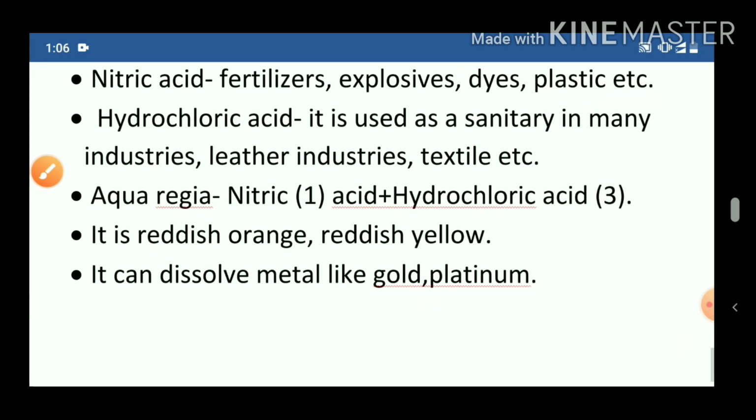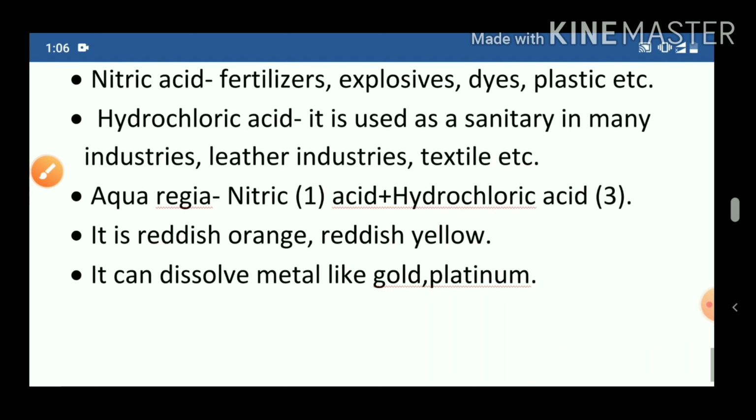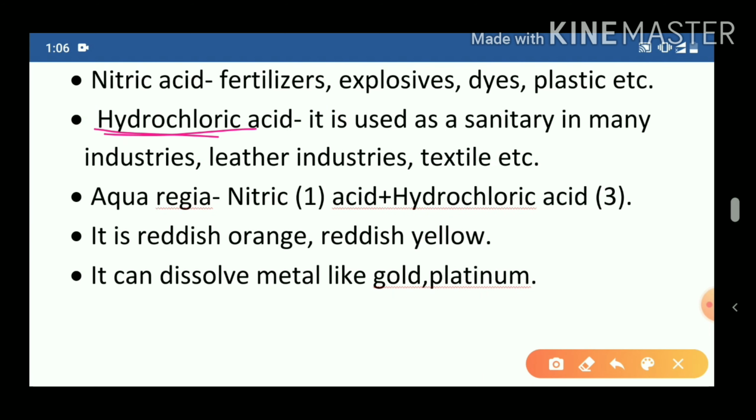Second use, nitric acid. It is used in making fertilizers, explosives, dyes, plastics, etc. Next, HCl, hydrochloric acid. It is used as a sanitary agent and to clean boilers. It is used in leather industries and textile industry.